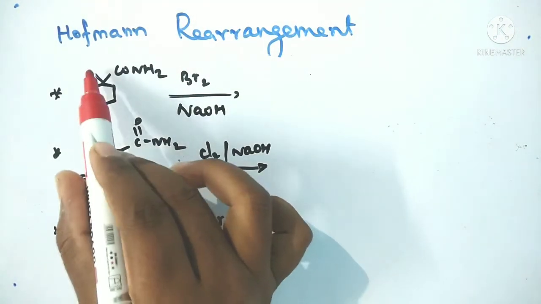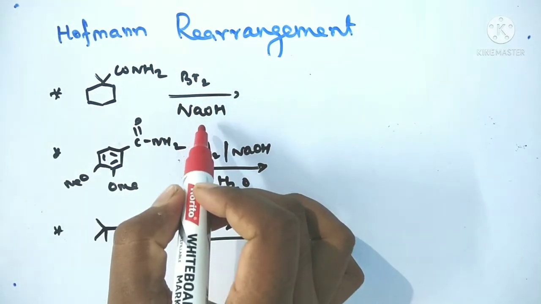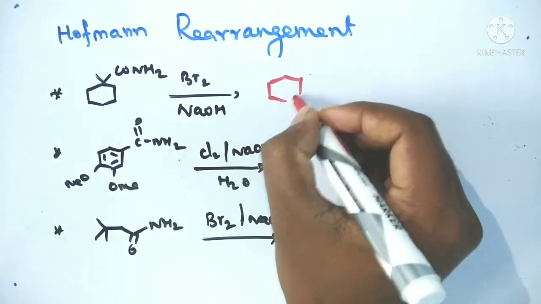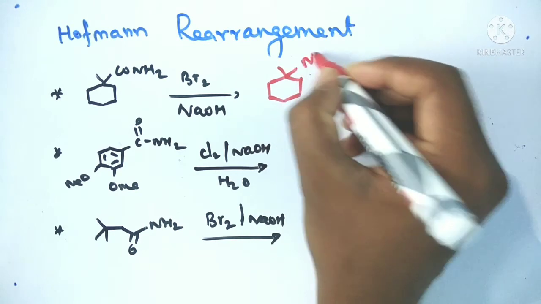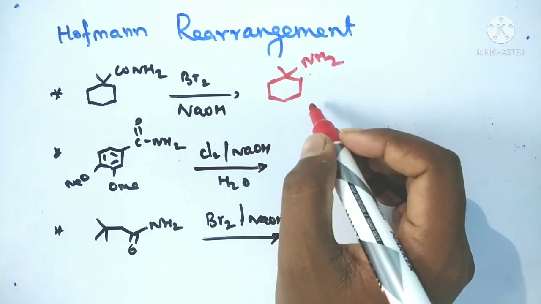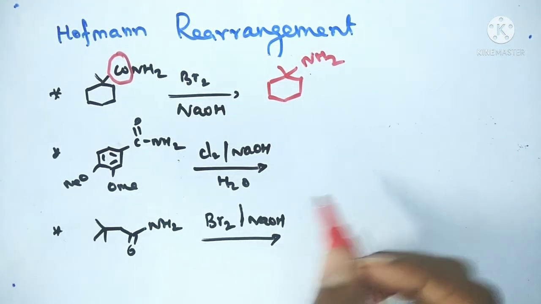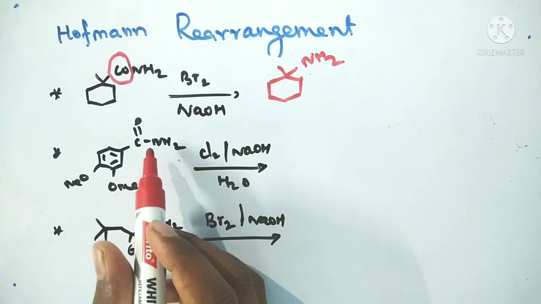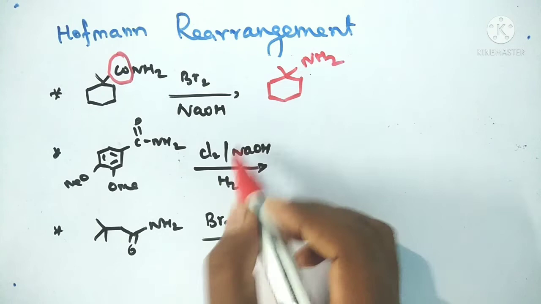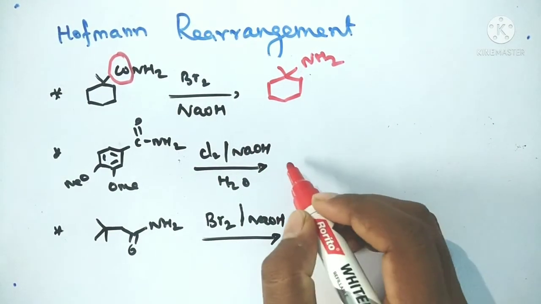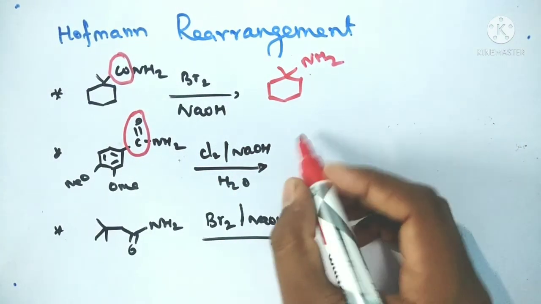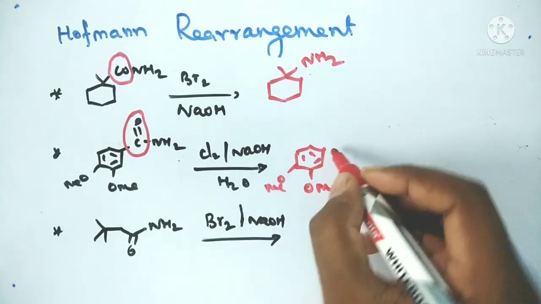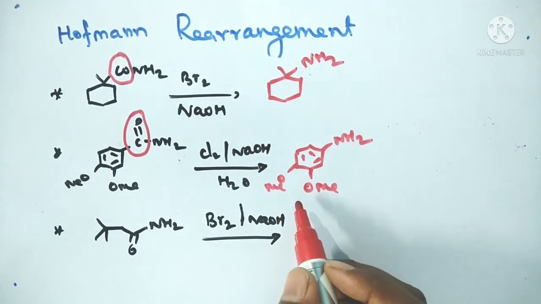If you take 1-methyl cyclohexyl amide in the presence of bromine and alkali, the amide is converted into amine. So you will get NH2. This is 1-methyl cyclohexylamine. So you are losing one carbon atom. Looking at this example, this is 3,4-dimethoxy benzamide. In the presence of bromine and alkali followed by hydrolysis it gives the amine product, with loss of a carbon atom. So you will get 3,4-dimethoxy aniline.